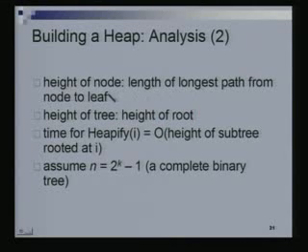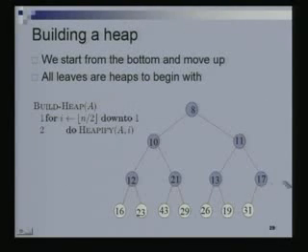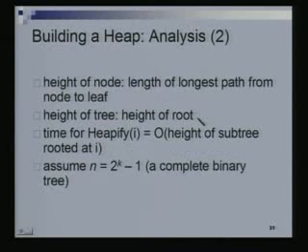Let's define the height of a node as the length of the longest path from the node to a leaf. So the height of this node is 1, the height of this node is 2, and the height of this node is 3. We will say that the height of the leaves is 0. The height of the tree is just the maximum height of any node, which is therefore 3. So the height of the tree is the same as the height of the root, and it is 3 in that example.